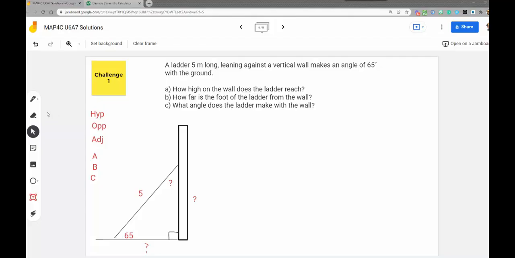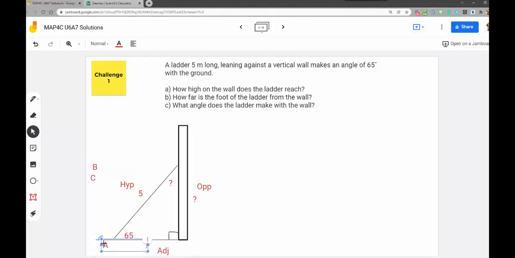Is this other one. So because it's a right angle triangle, I'm going to go ahead and label this thing. Hypotenuse first, that's the longest side across from the right angle. Opposite is going to be opposite this 65 because I'm going to do my calculations with that, and the adjacent is the guy left over.